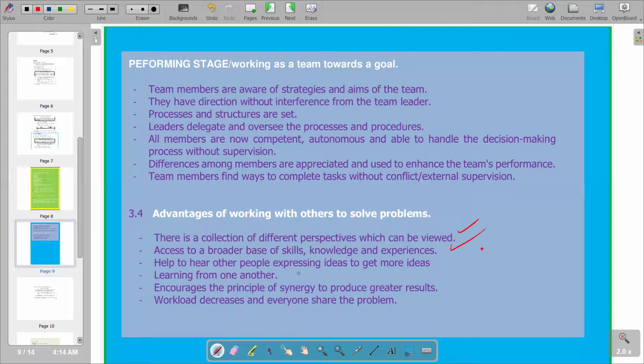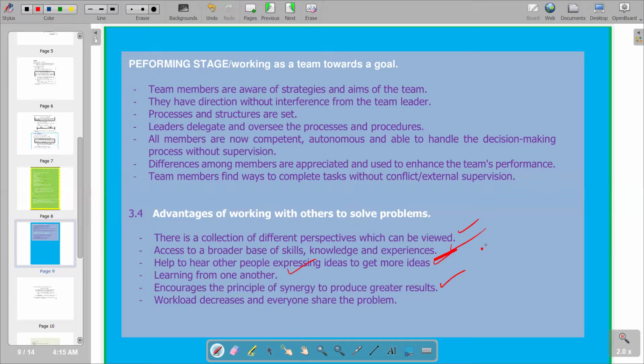Now we are looking at the third point, saying hear from others to get more ideas. So it also becomes a positive. Then learning from one another, which is also clear, and it encourages the principle of synergy to produce greater results. The principle of synergy is efforts that are combined to accomplish more than one could do alone. When we have efforts that are being combined together, that's what we call synergy. Obviously, the effort is going to be more forceful as compared to one person. So the point is reading: encourages the principle of synergy to produce greater results.